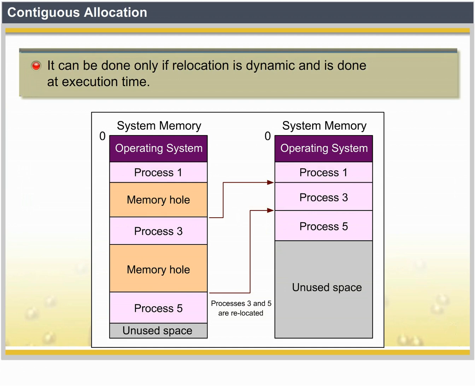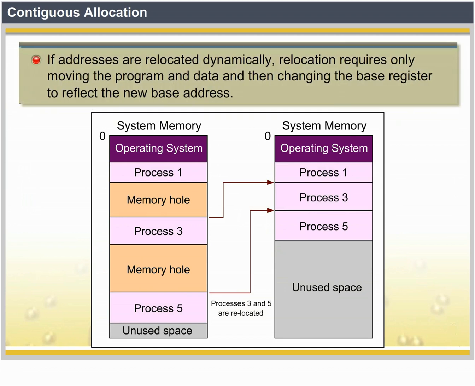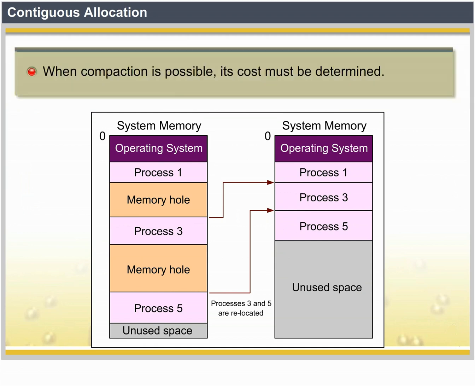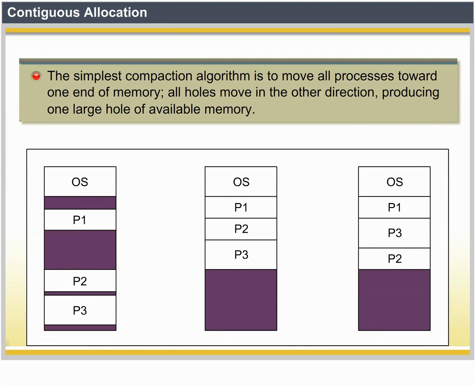If addresses are relocated dynamically, relocation requires only moving the program and data and then changing the base register to reflect the new base address. When compaction is possible, we must determine its cost. The simplest compaction algorithm is to move all processes toward one end of memory.